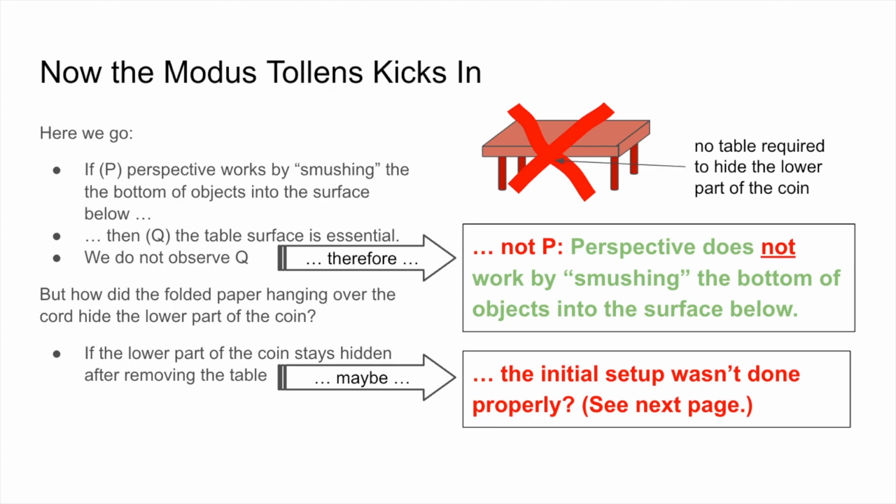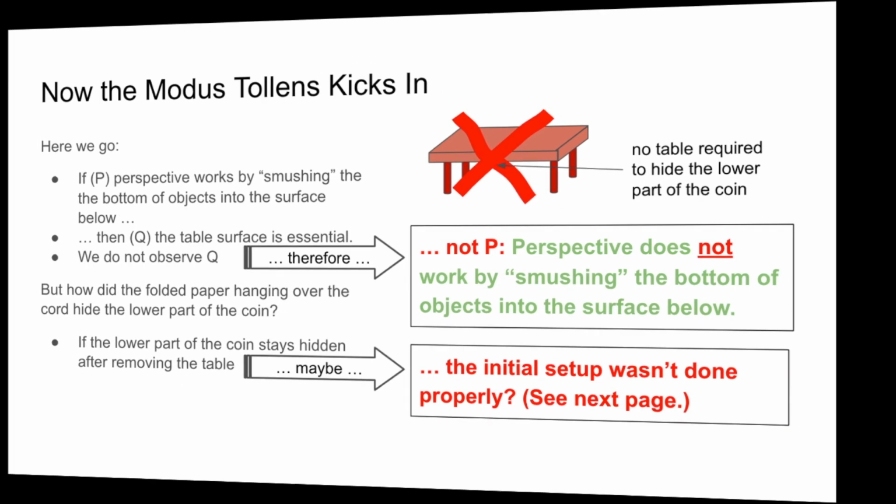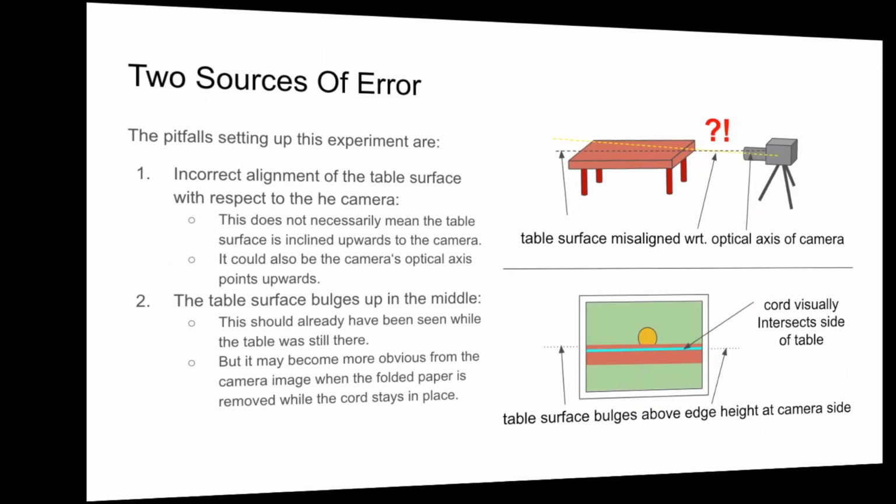But how did the folded paper hanging over the cord hide the lower part of the coin? If the lower part of the coin stays hidden after removing the table, maybe the initial setup wasn't done properly.